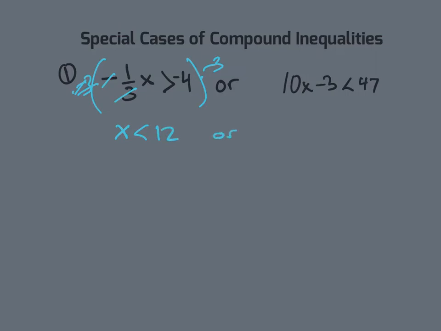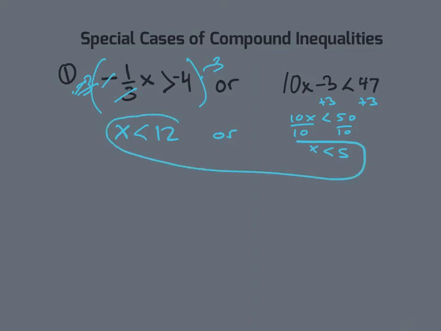Or, and then on this side, let's just add 3 to both sides. I get 10x is less than 50. Divide by 10. I get x is less than 5. So, in this problem, my inequality solution is x is less than 12 or x is less than 5. Thinking about that, it's saying that x is smaller than the number 12 or x is smaller than the number 5. Interesting. So, let's do a number line and a truth table.